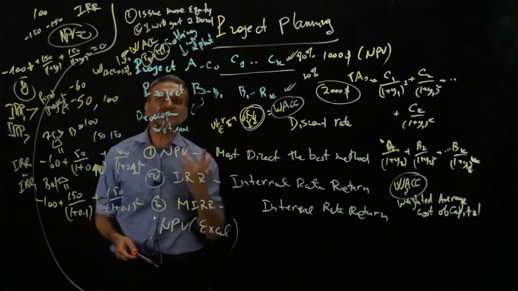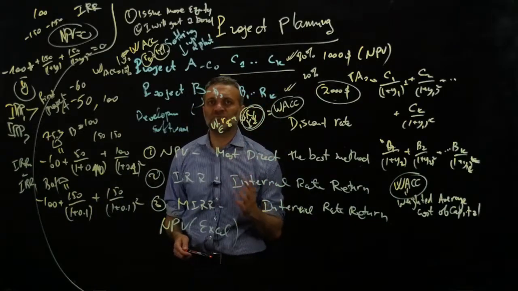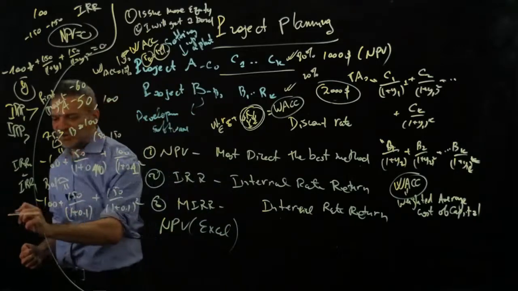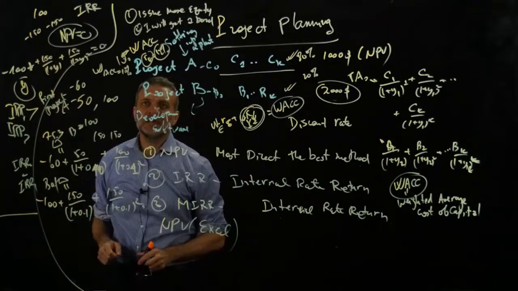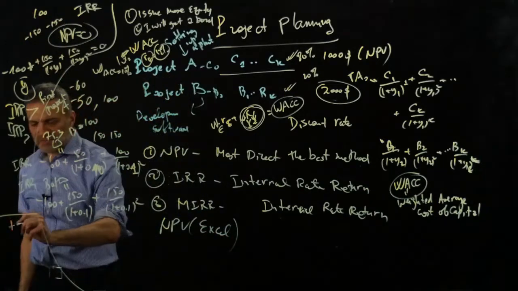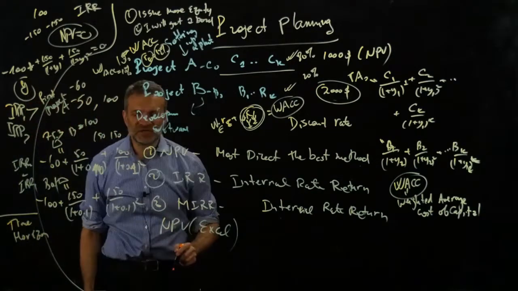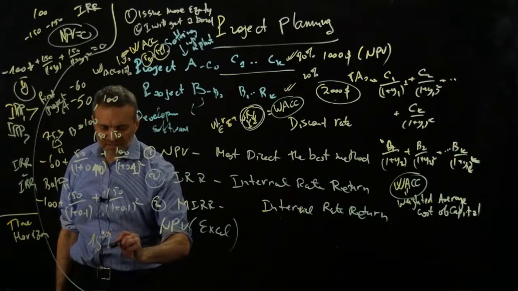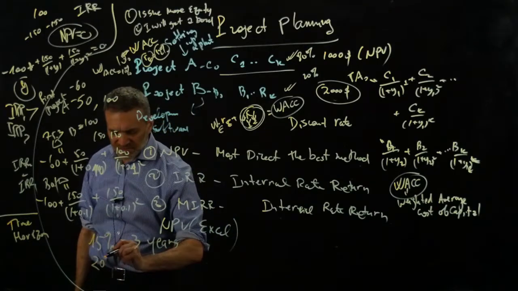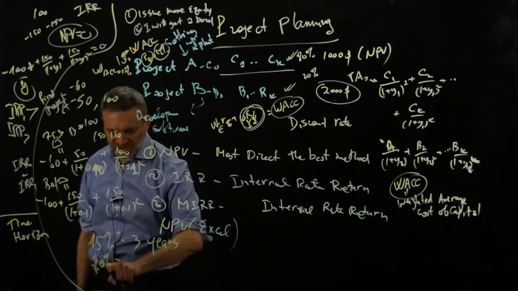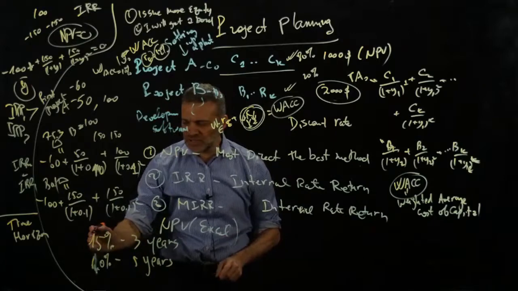Now, there are some problems with the IRR, which cause economists not to use it too much. First of all, there is no point in comparing NPVs because NPVs are 0 both ways. The problem with the IRR is that it doesn't cope well with the time horizon. What do I mean by that? For example, if you have an IRR of 50% for 3 years, and an IRR of, let's say, 10% for 5 years, the IRR criterion will tell you to select the first one.